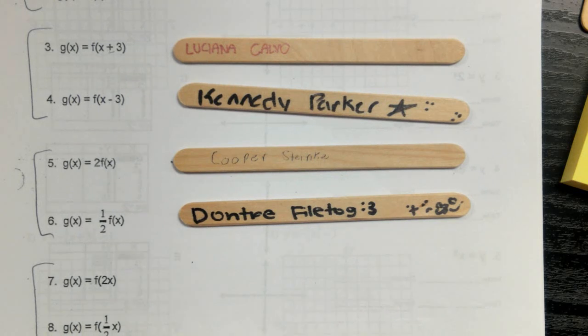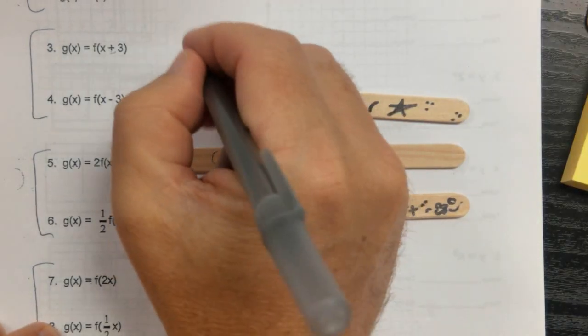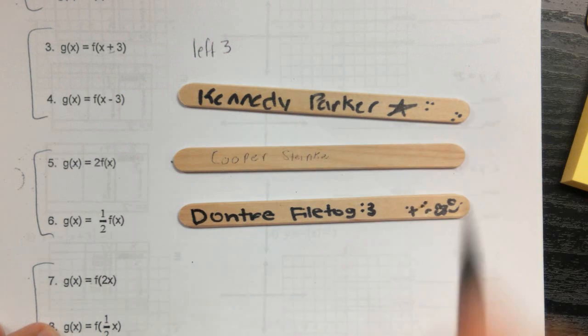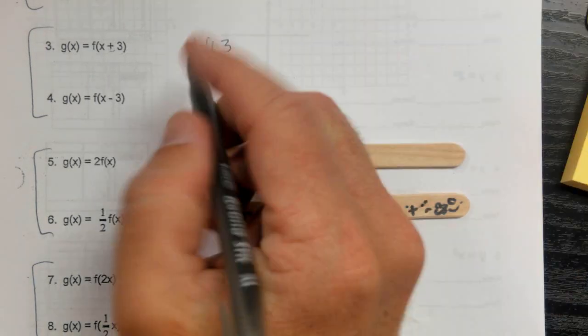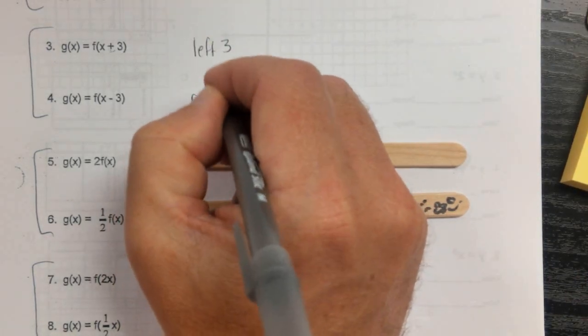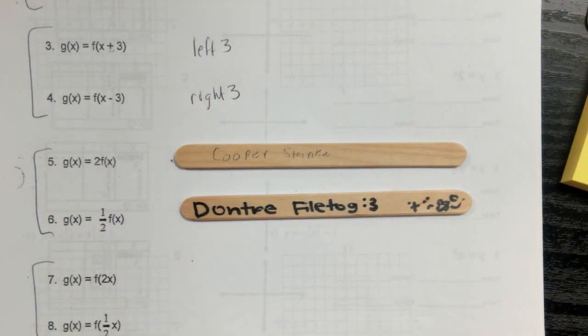Luciana, what about number 3? What does that x plus 3 in parentheses do? Good, left 3. The x stuff is backwards. Kennedy, how about x minus 3 in parentheses? Good, right. Cooper, the 2 out front.